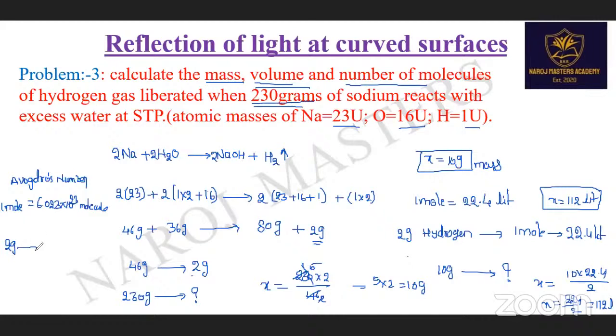So 2 grams contains 6.023 into 10 power 23 molecules. Then 10 grams contains how much? Again cross multiplication. X into 2, X is equal to 6.023 into 10 power 23 into 10 by 2. So X is equal to 30.01 into 10 power 23 molecules.